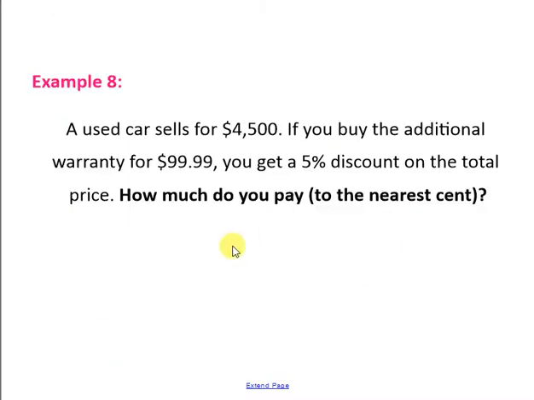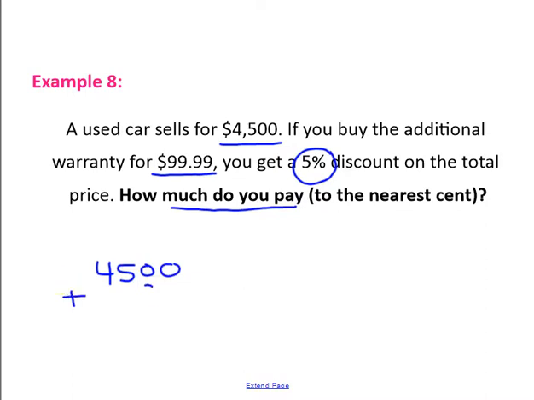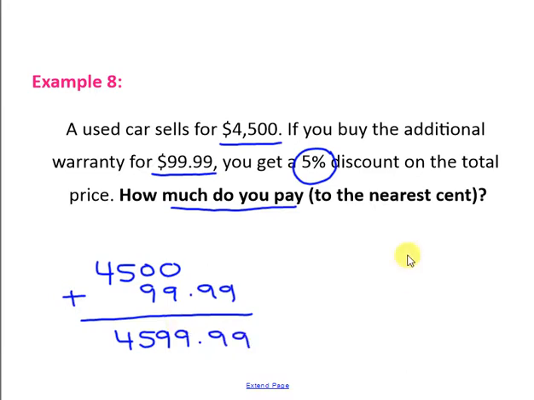Next example. A used car sells for $4,500. If I buy the additional warranty for $99.99, I get a 5% discount on the total. How much do I pay? So I'm going to get the warranty, so I get my discount. So first I need to add these two together. So 4,500 plus $99.99. When I add those two together, I'm going to get $4,599.99. Now I can set up my proportion.